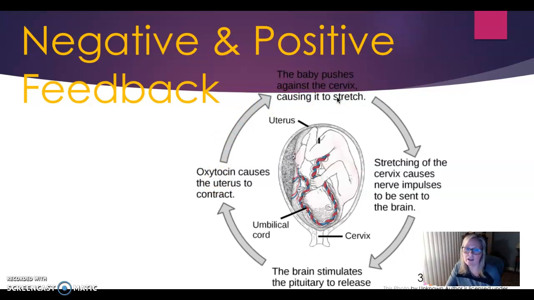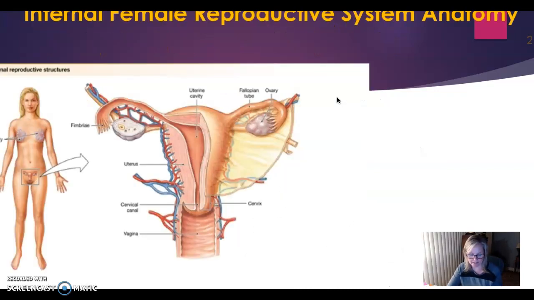What breaks this loop is birth. When the baby's born, there's no more stretching of the cervix. There's no more pushing with the uterus, and oxytocin is no longer secreted by the pituitary. So kind of interesting. Before we discuss how this works in the non-gravid female reproductive system, let's have a quick look at the anatomy of that system.